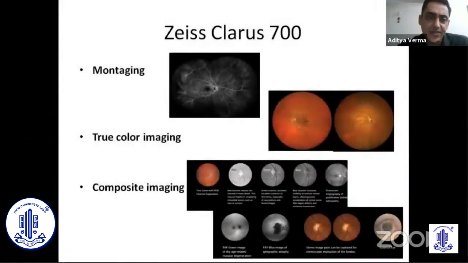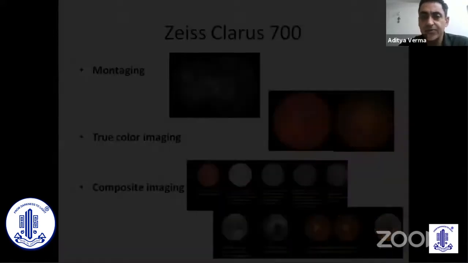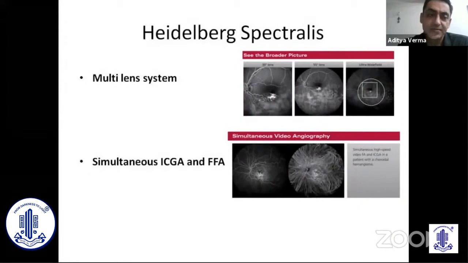Similarly, Zeiss Clarus comes with the options of montaging. It also comes with the options of true color imaging, in contrast to the Optos, which is pseudo color imaging. And it comes with the options of composite imaging of the eyeball, all these techniques in a single module. Heidelberg comes with the options of multi-lens systems, the 30 degree, 55 degree, and the ultra wide field 102 degree lens. It's a little bulky lens, but all these lenses can be incorporated on the machine in the same angiography setting. The simultaneous ICG and fundus fluorescein angiogram is also an option with Heidelberg Spectralis.